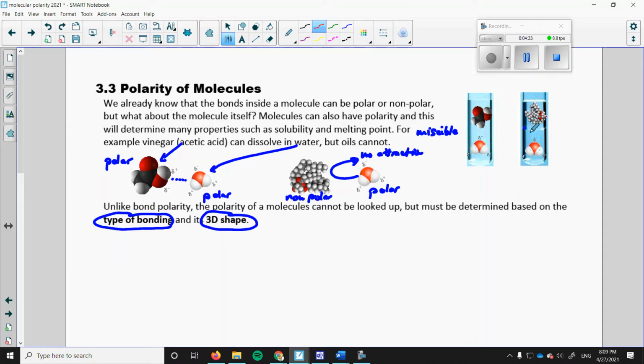And here the oil is going to float in a layer above the water. We say that it is immiscible. And the reason is simply because we have a non-polar molecule and a polar molecule here, and here both molecules are polar.